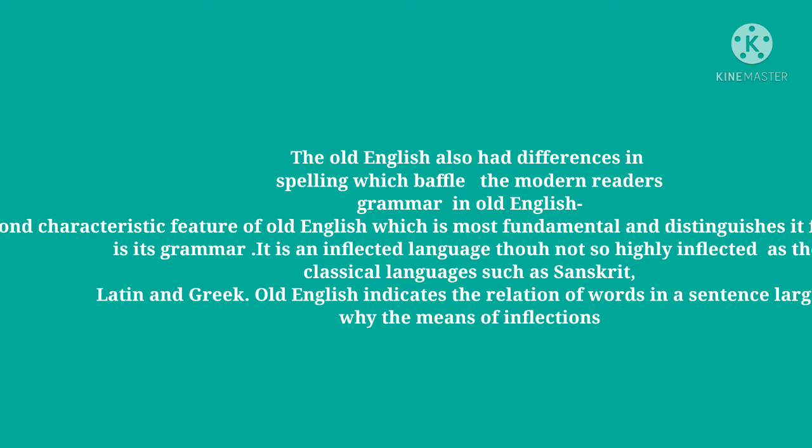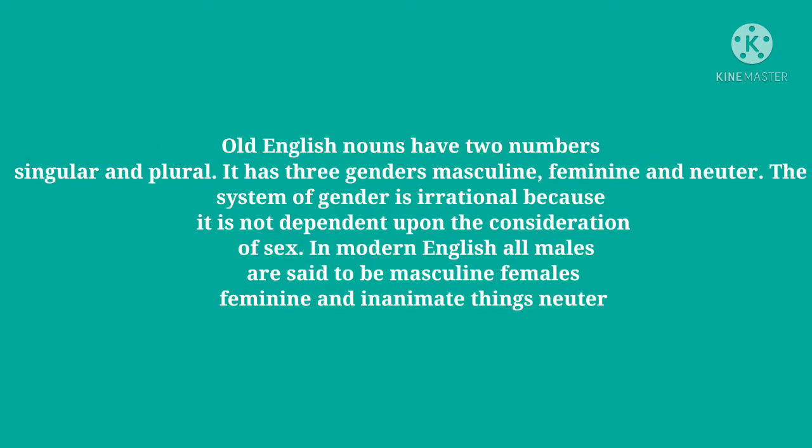Old English nouns have 2 numbers, singular and plural. It has 3 genders: masculine, feminine, and neuter. The system of genders was irrational because it was not dependent upon the consideration of sex. In modern English, all males are said to be masculine, and inanimate things neuter, but this was not the case in Old English.